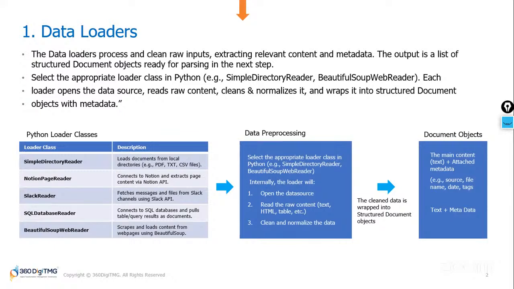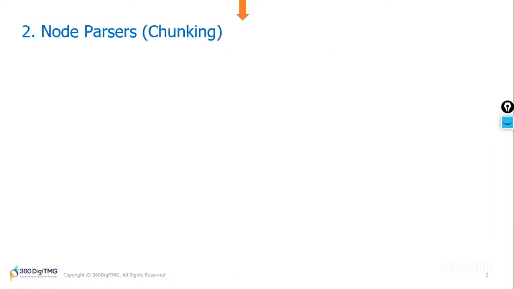So we need to select the appropriate loader class in Python. Internally, the loader will open the data source. It will read the raw content of the data. It will clean and normalize the data. And this clean data will be wrapped into a structured document object, with metadata. So this is what the document objects will do. They try to capture where the data is coming from, when it was collected, etc. So that's about the data loaders.